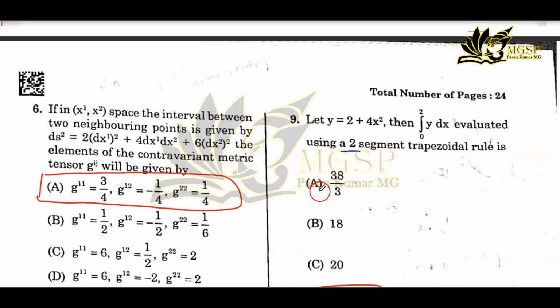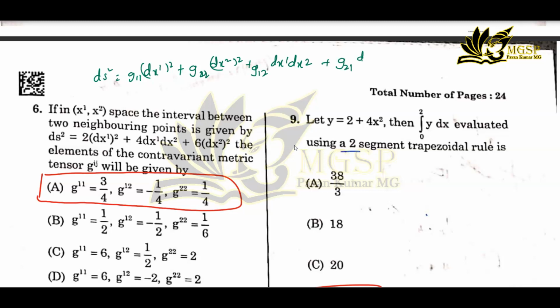And for finding the metric ds squared, it is equal to g11 dx1 squared plus g22 dx2 whole squared plus g12 dx1 dx2, plus g21 dx2 dx1.